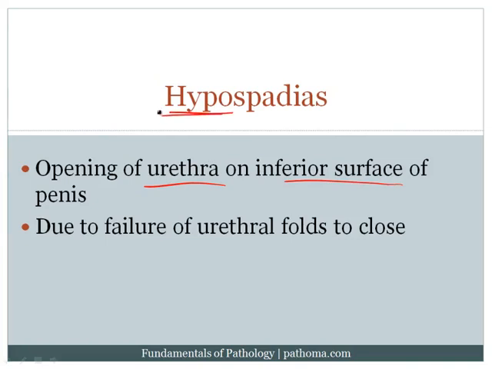Hypo means low, so it's on the lower surface of the penis, and it's due to failure of the urethral folds to close. That's particularly high yield for examination purposes. Let's go back and remind ourselves of a little bit of embryology. Remember that you've got this genital tubercle here, which eventually is going to become the glans of the penis or the glans of the clitoris. And then running beneath it, you've got this bulk of tissue called the urethral fold.